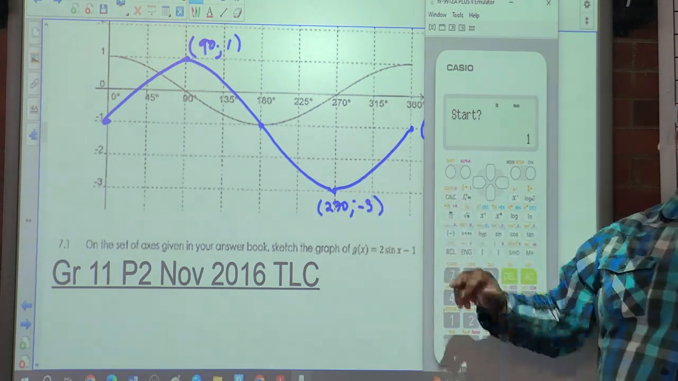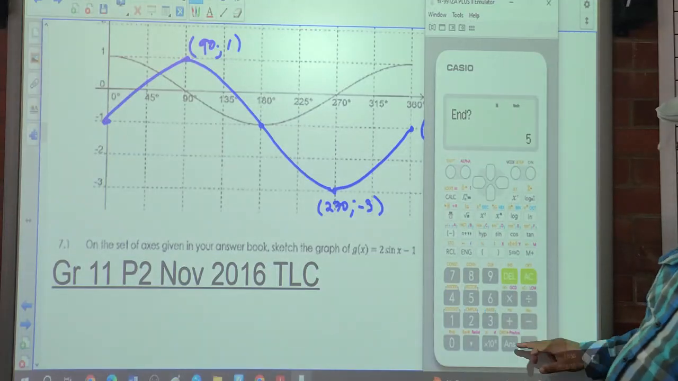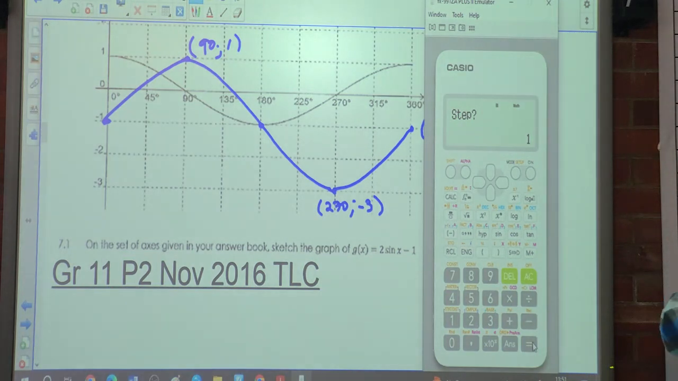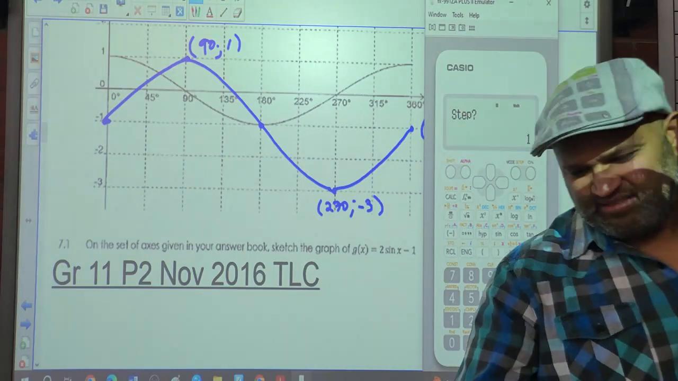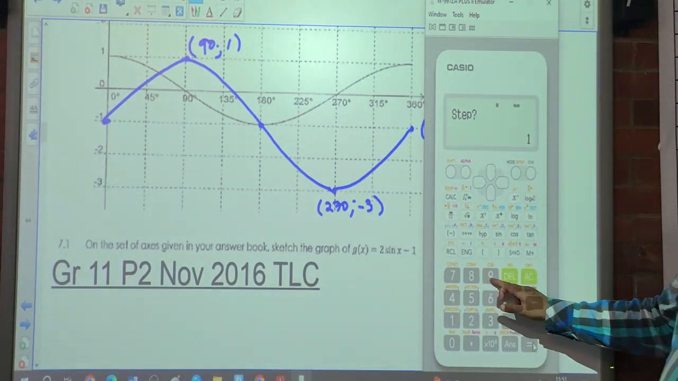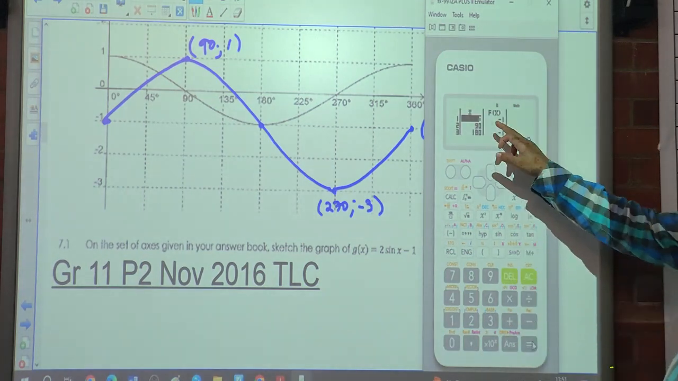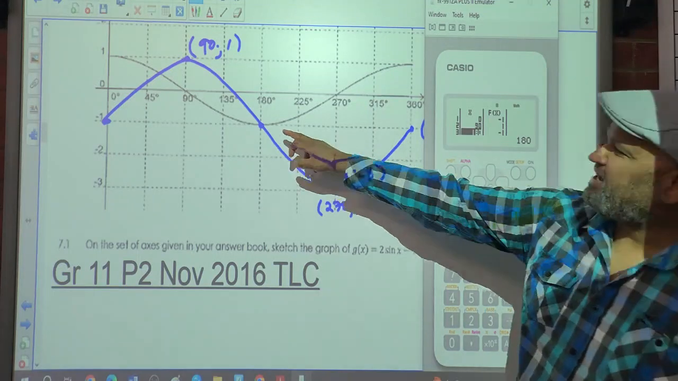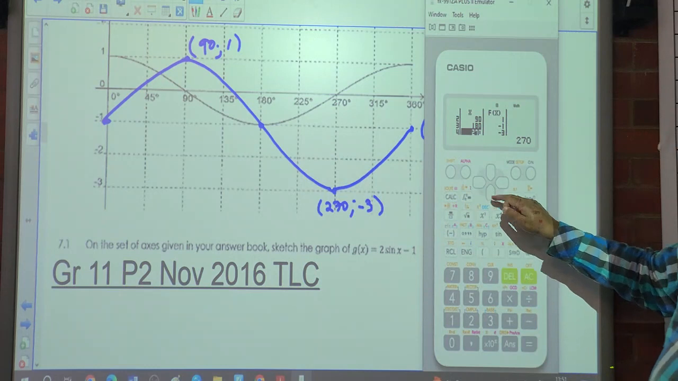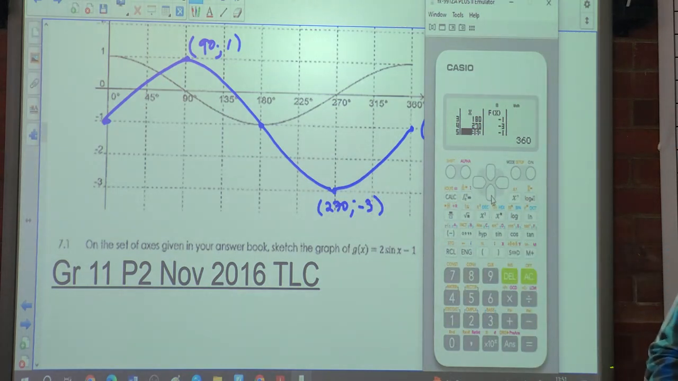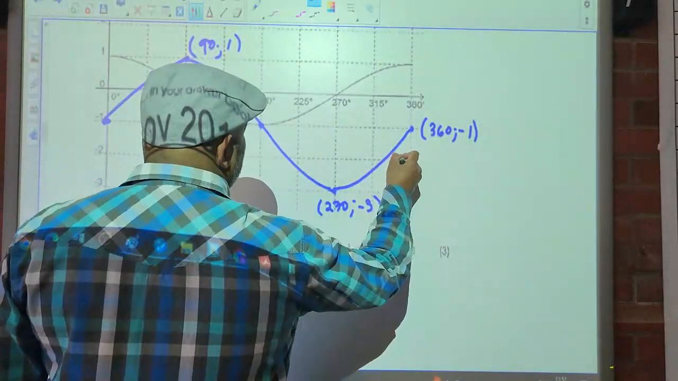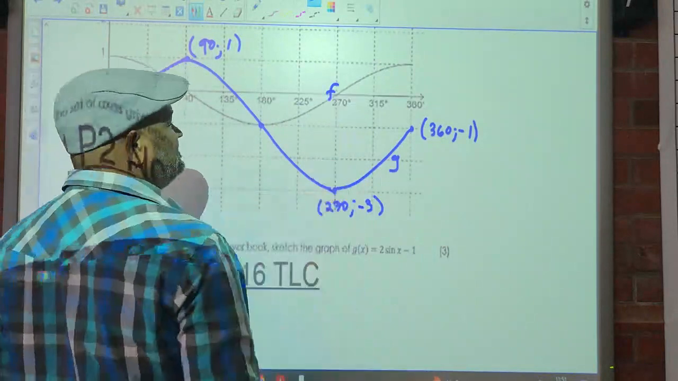Alright, so we're going to start at 0 and we're going to end at 360. And we're going to go with steps of 90. With a 10, we go steps of 45 degrees. So steps of 90. So it goes 0 and minus 1, 90 and 1, 180 and minus 1, 270 and minus 3 and 360 and minus 1. Okay, you guys understand? Right, it's because there's more than one graph on the system of axes. I named that g. That is, of course, f of x.